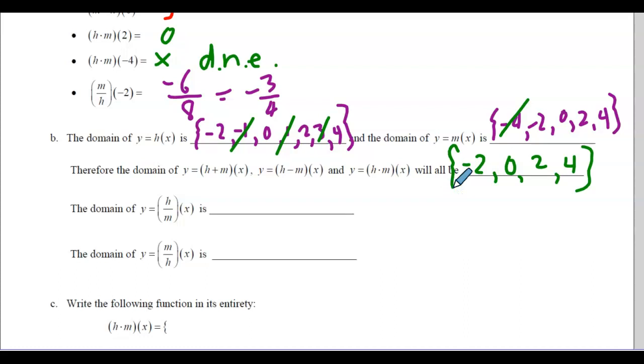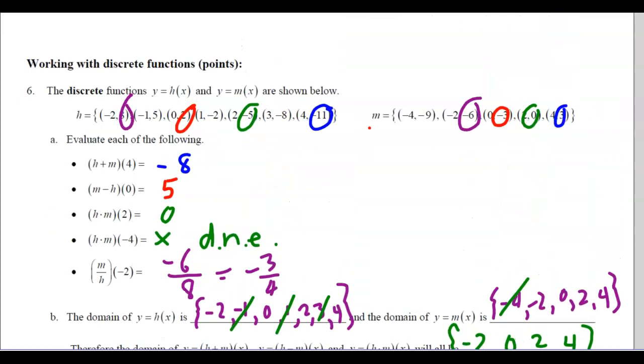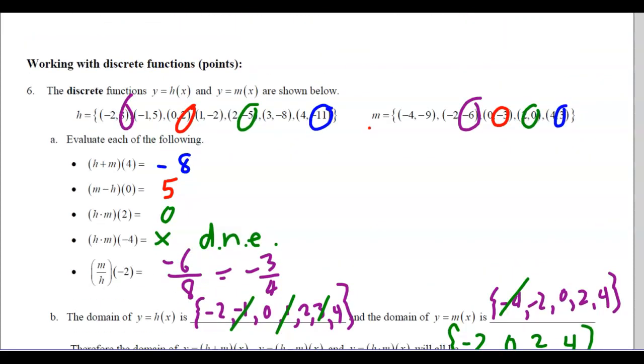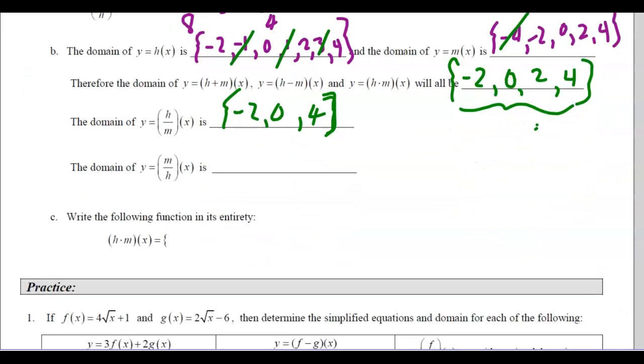In terms of h over m of x, it would be that, but we remember we can't have m being equal to 0. So you want to look at m. When do we get a y value of 0? We get that when x is 2. So we're going to have to eliminate that from our domain. So it's just going to be negative 2, 0, 4. Okay, and then switching around, start with negative 2, 0, 4, but now h can't have a value of 0. So when does that happen? Never. So that's going to have the same domain as adding, subtracting, and multiplying.